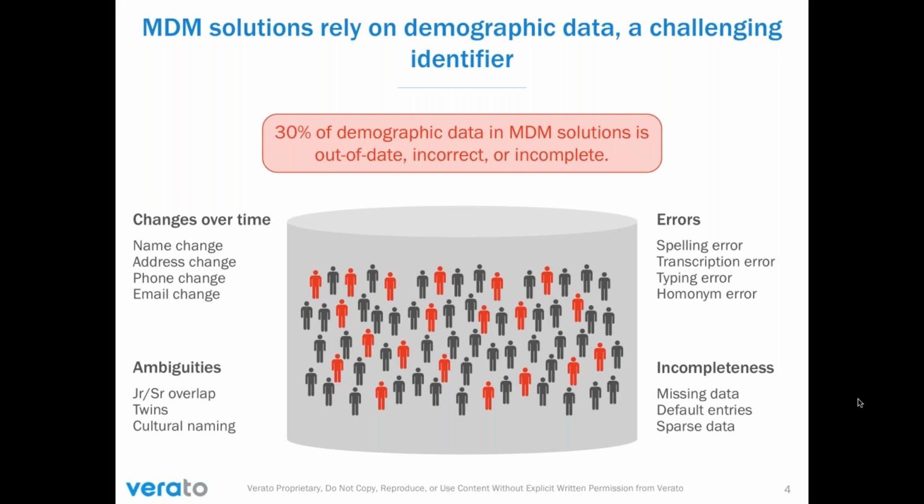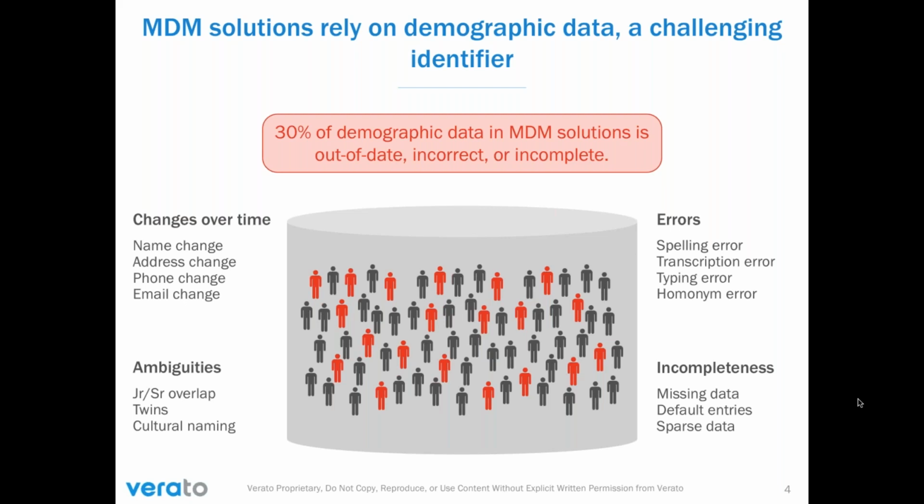And then, of course, there's also just incompleteness. Sometimes you legitimately don't have data. It's just missing. That could be because you were never given it from the member or the patient. It could be because you're receiving data from another organization, a provider organization, an ACO organization, and they may have a Social Security number, but they're just not going to give it to you.